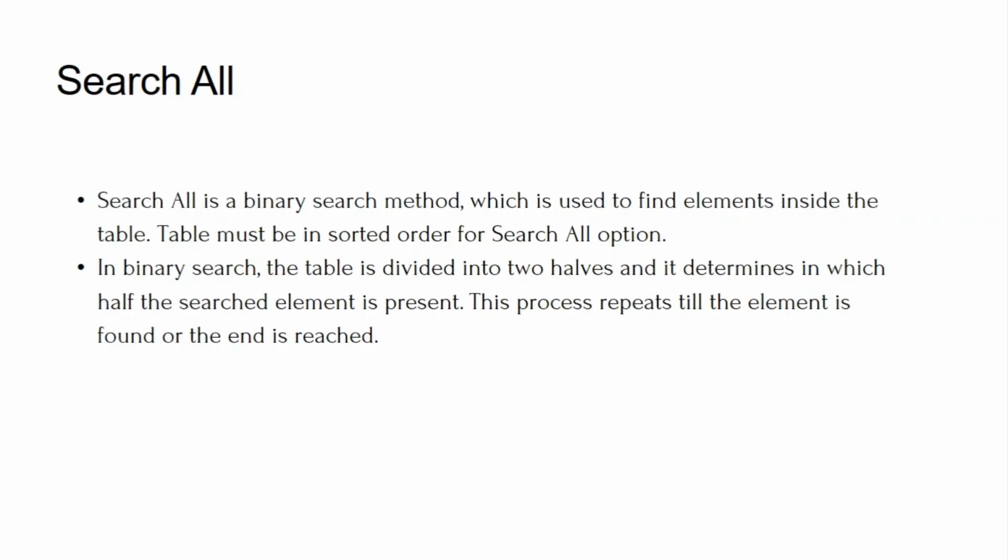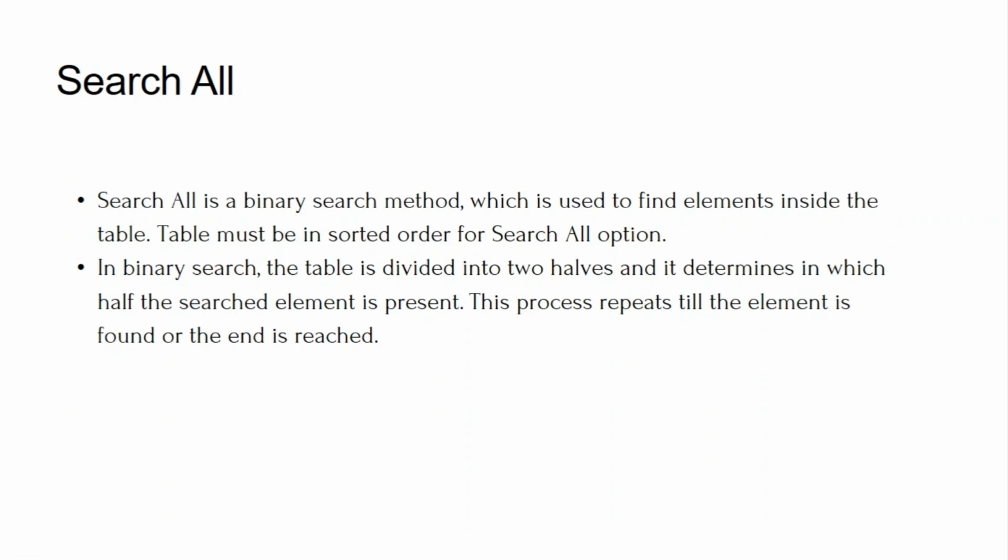So as of now, we have discussed the search option we have in COBOL. Let's move on to the search all option in COBOL to search an element from an array. This is a binary search. Search is a linear search, but search all is a binary search method, and it is used to find an element inside the table. The table must be in sorted order for the search all option.